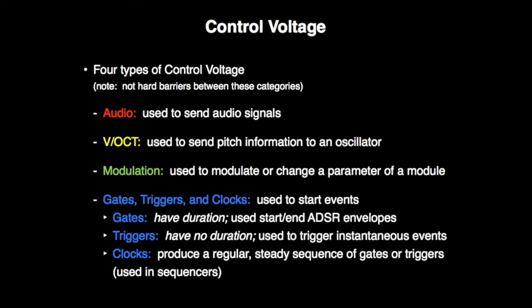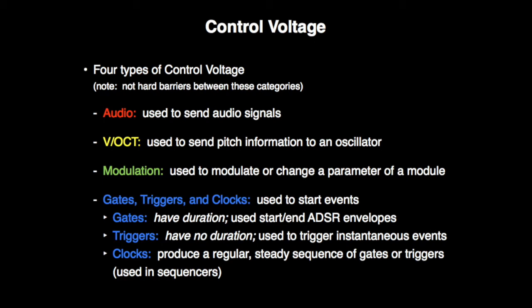Now, there are four types of control voltage, and as we'll see as we start working, there's not hard barriers between these categories. They all travel along the same patch cords, and they're all voltage, so it's not like they're speaking different languages. But there are essentially four different things that we'll be doing with voltage, and we can group them into these broad categories. So first, there's audio. Audio signals are used to send things that we're going to hear. For instance, the output of a VCO is an audio signal. We might move that audio signal through a filter and eventually out the amplifier. So an audio signal is going to carry anything that we are intending to listen to as audio.